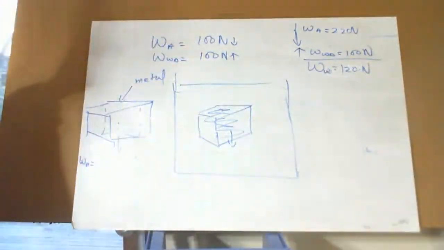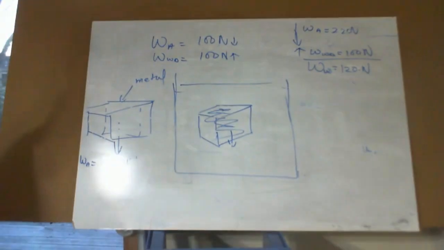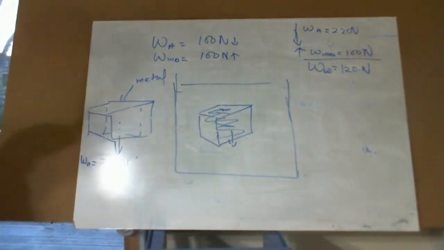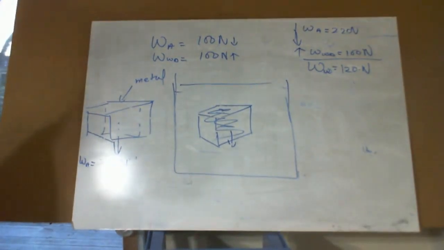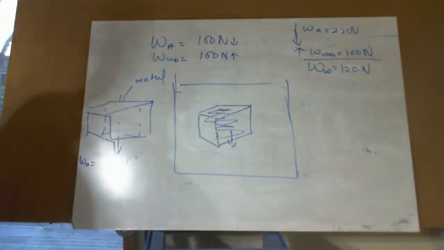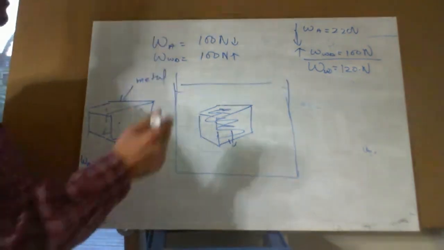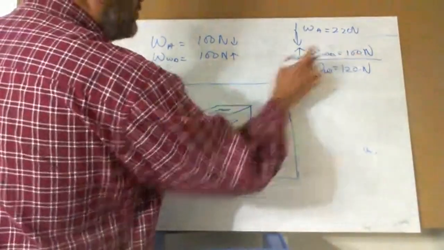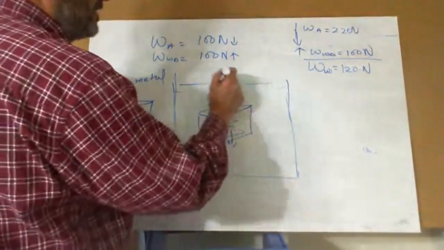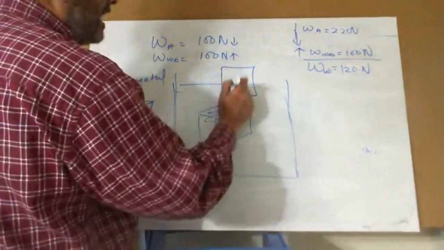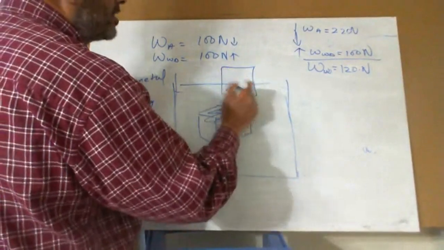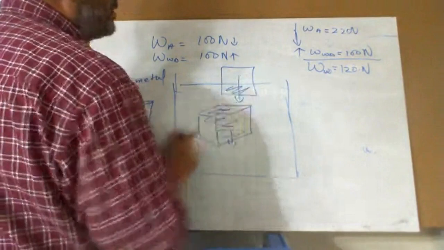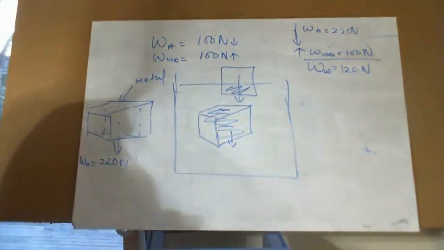120 newtons of weight is unsupported. So its weight in water is 120 newtons. Right? So why is this important? This is called the principle of flotation. When things float, the upward force, which is the weight of the water displaced, is exactly equal to the weight in air, the weight of the object.